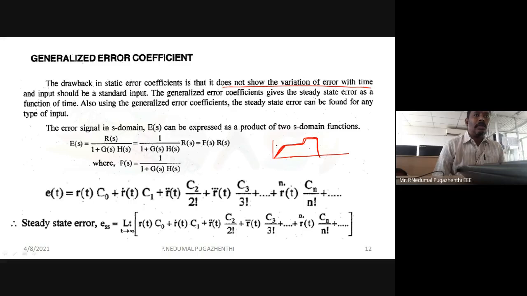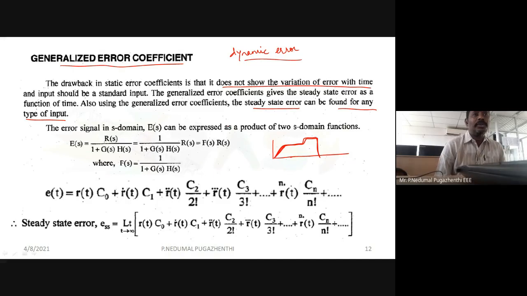So the disadvantage of these static error constants paved the way for the consideration of the other part, what is called generalized error, or we call it dynamic error. From the name you can say what is dynamic: how the error will change with respect to time can be captured using this dynamic error constant. Any type of input you consider, you can find the steady state error using these generalized error coefficients.